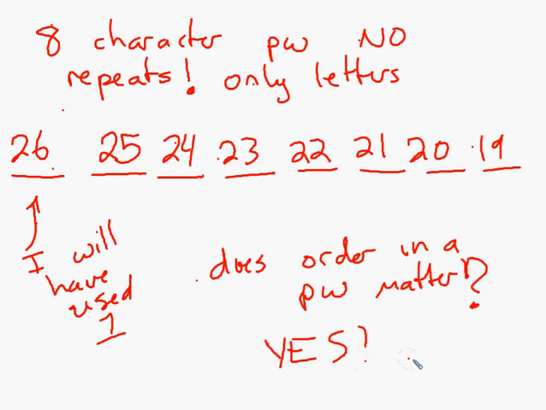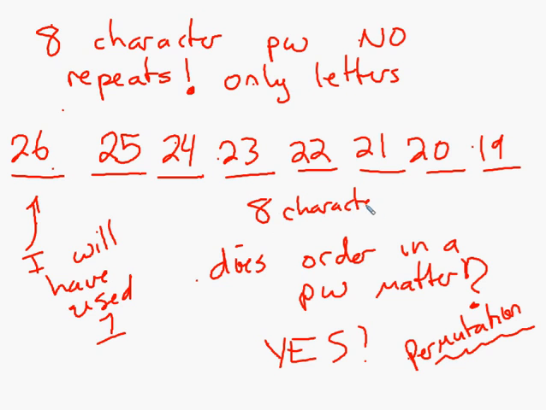And whenever order matters, that's called a permutation. Whenever order matters, that's a permutation. So notice we had 8 characters, right? 8 characters that we were selecting. So we could multiply those all out, and we would get our answer.